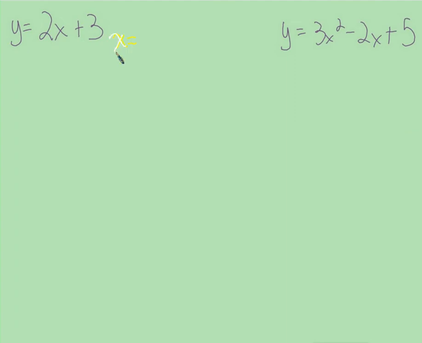There we go. How about x equals 7? How about it? I'm going to rewrite this. y equals 2 times 7 plus 3. Good. Then we solve 2 times 7, which is 14. So y equals 14 plus 3. And then y equals 17.